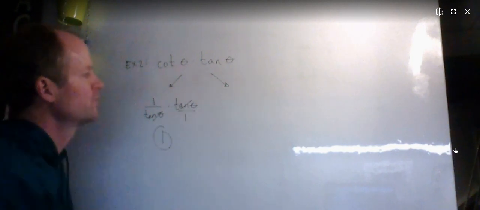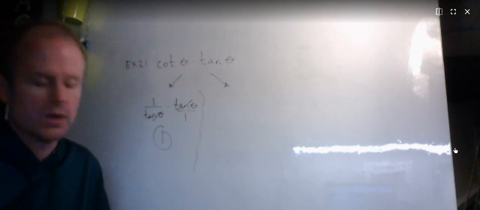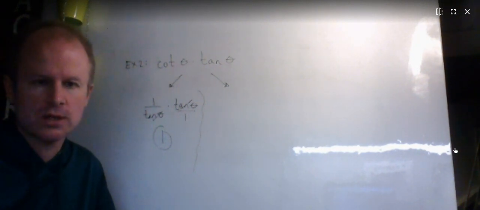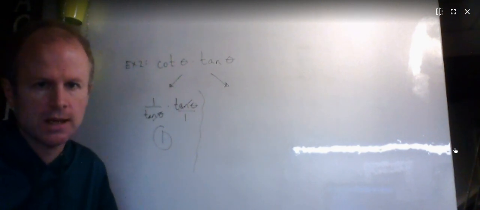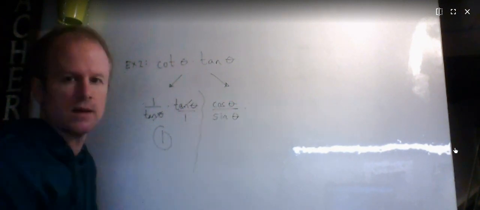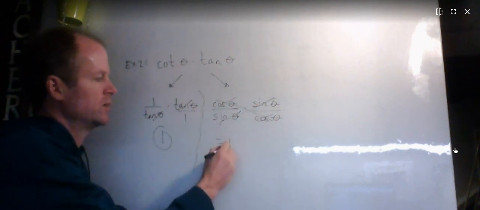Method number 2, and this is the sine cosine strategy. When in doubt, always change things to sines and cosines. Every trig expression can be written using sines and cosines, and it's important to remember that as we work through these. So cotan of theta is the same as cosine of theta over sine of theta, and tan of theta is the same as sine of theta over cosine of theta. And so those are going to cancel. The cosines cancel, the sines cancel, and again, we'd be left with 1.